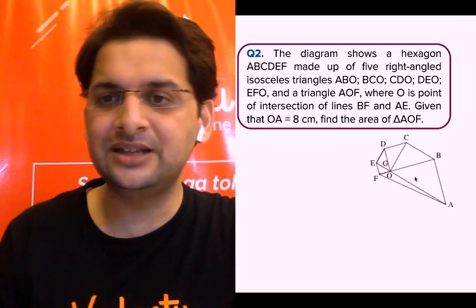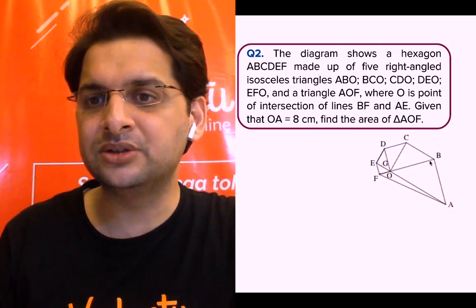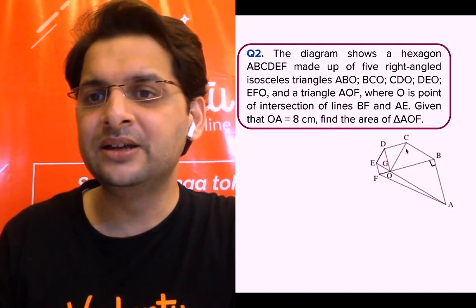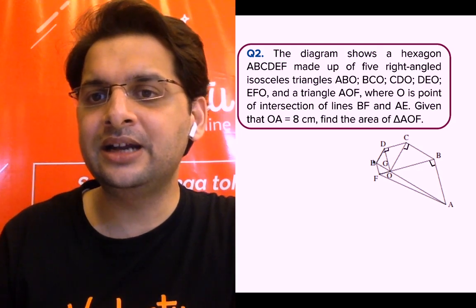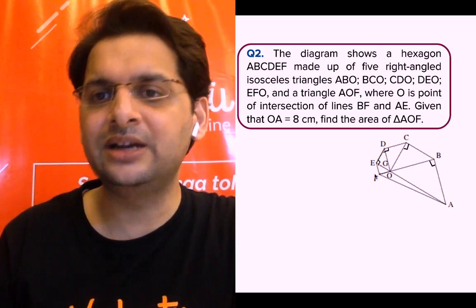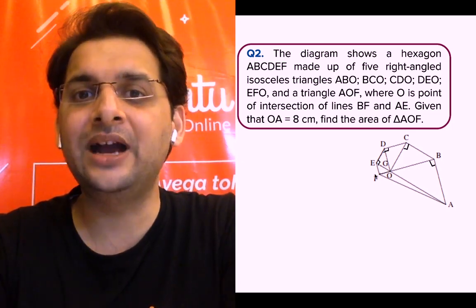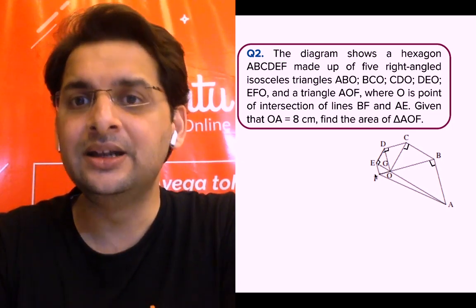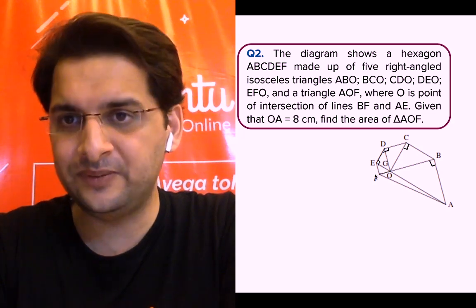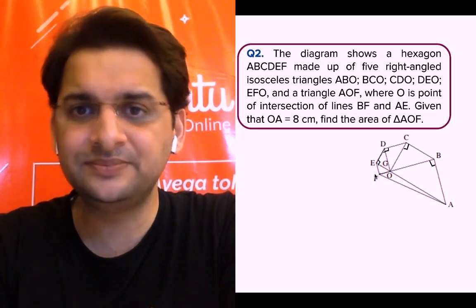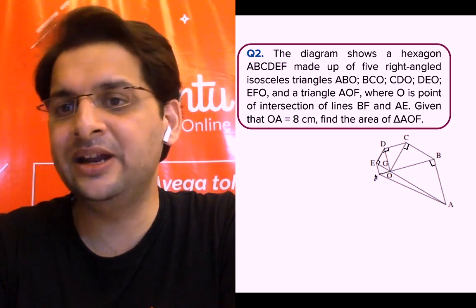Which triangles are these? So one is ABO. So this is right-angle triangle, clearly. This is right angle, this is right angle, this is right angle, and this is also right angle. So ABO, BCO, CDO, DEO, and EFO. These are 5 isosceles right-angle triangles. And a triangle AOF. O is a point of intersection of BF and AE.